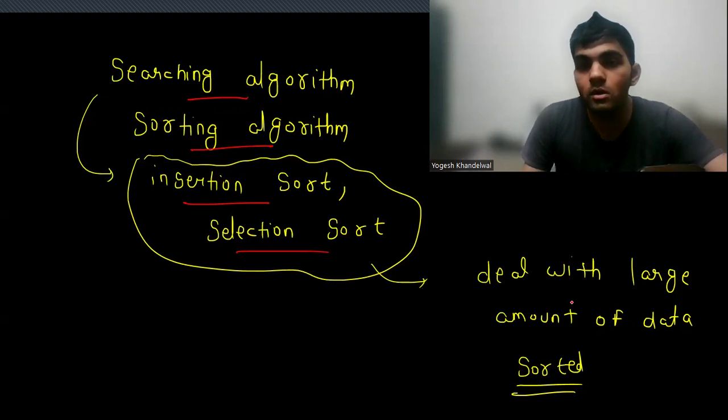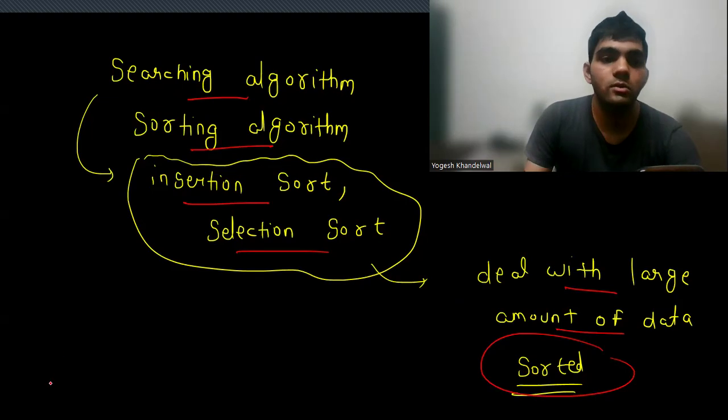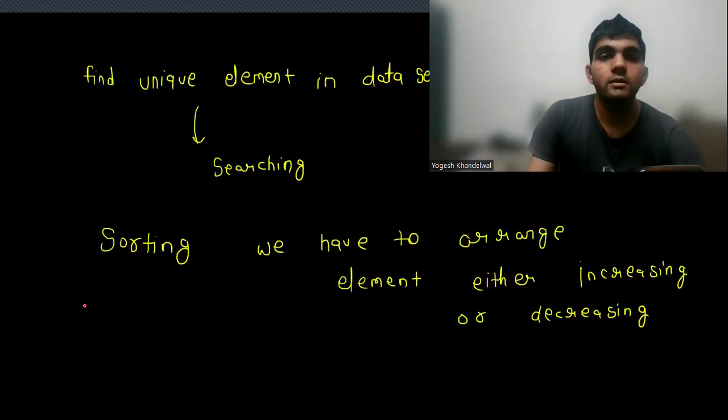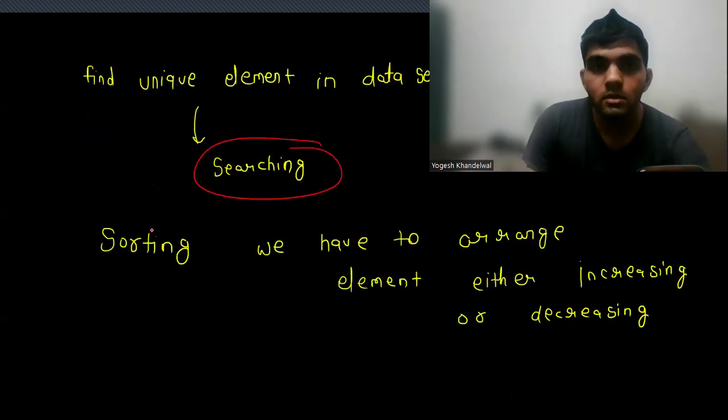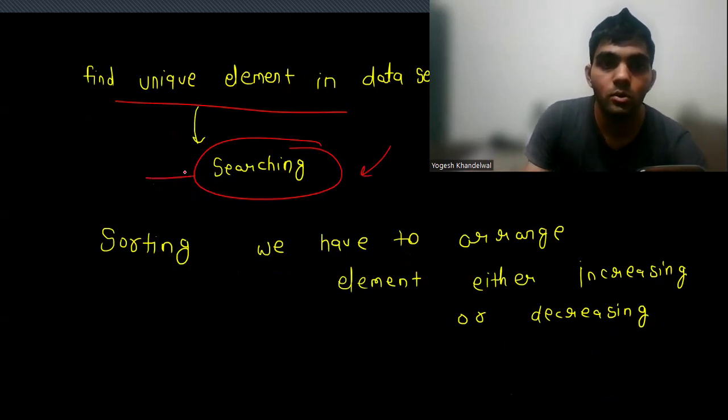Because as a programmer you have to deal with a large amount of data and that data needs to be sorted. So for that reason we need these algorithms. And why do we need searching algorithms? To find a unique element in a data set. So you have a large data set, and you have to find a unique element. For that you need to search for that element in that data set. So for that reason you need these algorithms.